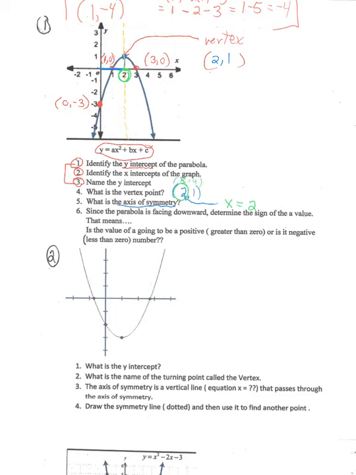We can also see for question number 6 that the parabola is facing downward. What does that mean? It means even though they didn't tell us the equation, we know that the a had to be negative. Even though we're not looking at an equation, that's what would have had to happen. And that vertex would be a maximum of the function. Okay, let's look at the next one.